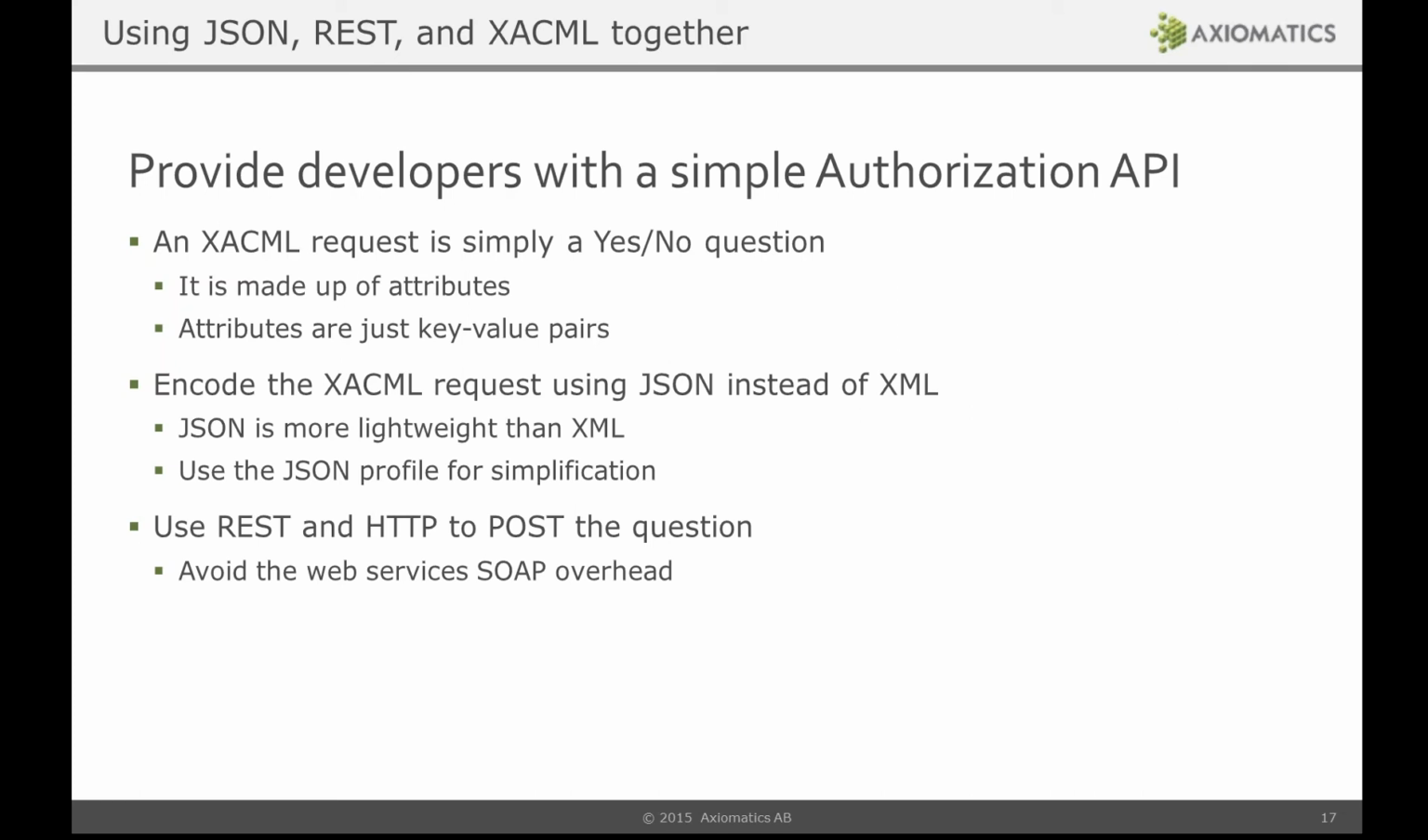The second step to providing, of course, the simple yes/no API is providing the ability to connect easily to it. And that's where JSON steps in and REST steps in, instead of using the more traditional SOAP and XML. And we'll see that in more detail in a couple of slides.